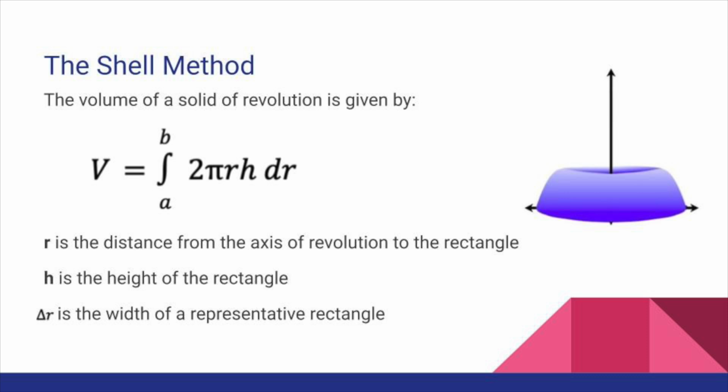To be more specific, capital R is the distance from the axis of revolution to the rectangle, and h is the height of the rectangle. Finally, delta r is the width of a representative rectangle that will later be replaced by dx or dy.